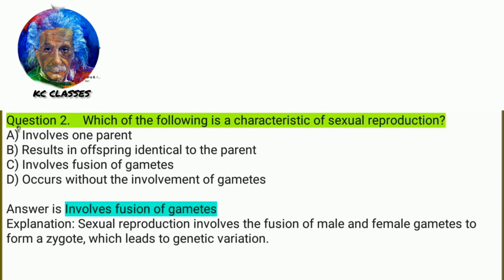Question 2. Which of the following is a characteristic of sexual reproduction? A. Involves one parent. B. Results in offspring identical to the parent. C. Involves fusion of gametes. D. Occurs without the involvement of gametes. Answer is involves fusion of gametes. Explanation: sexual reproduction involves the fusion of male and female gametes to form a zygote, which leads to genetic variation.